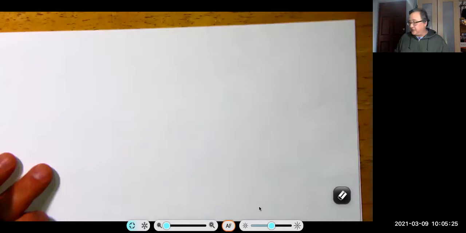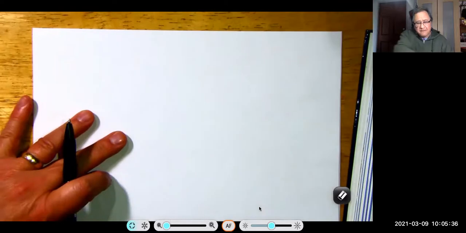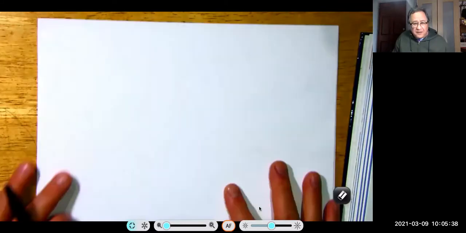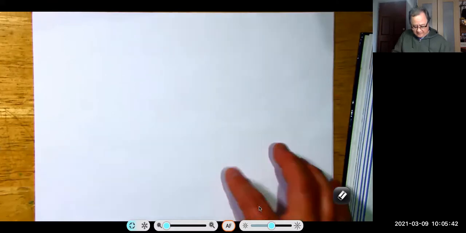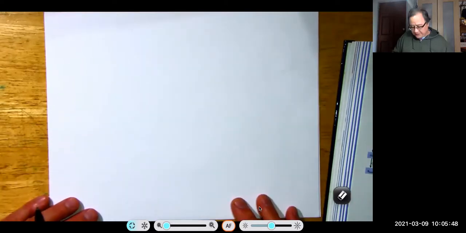And let me move my paper around a little bit. It's zoomed in a little too much. I don't know what's happening up there, but it's raining here. Yeah. Okay, that's a little better.